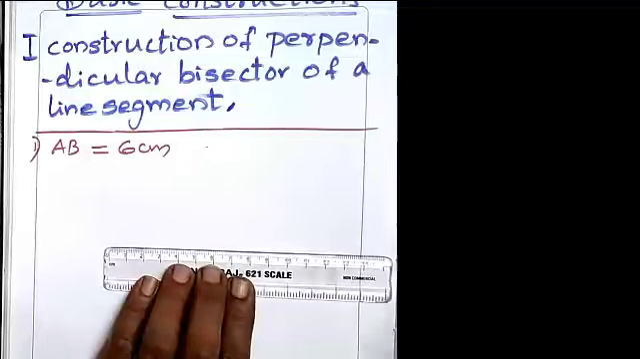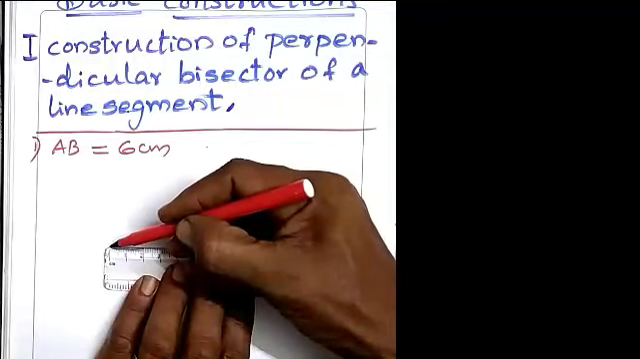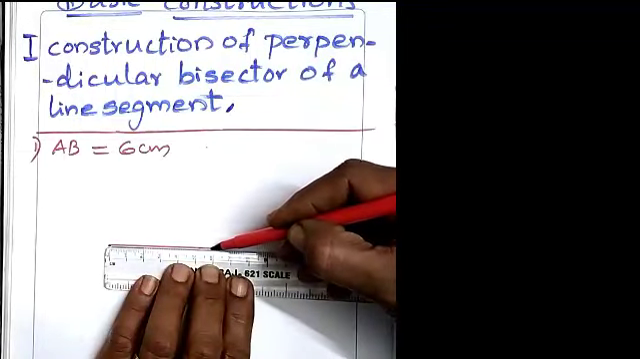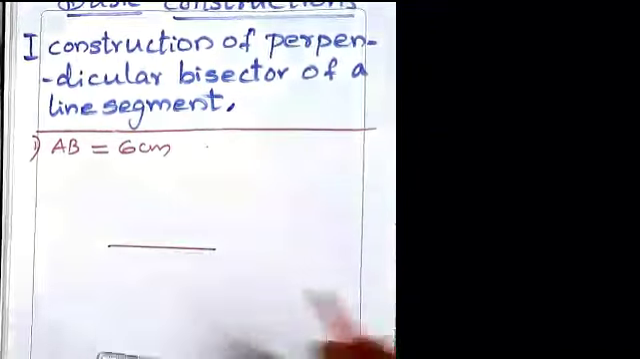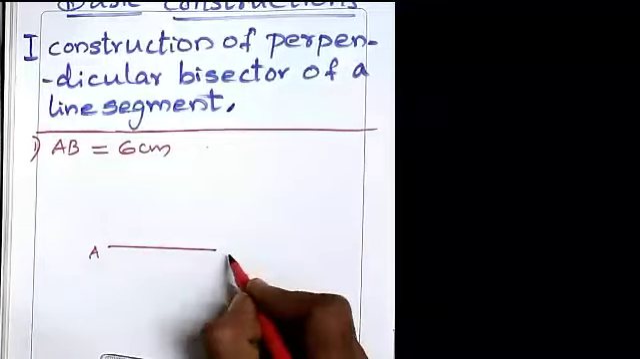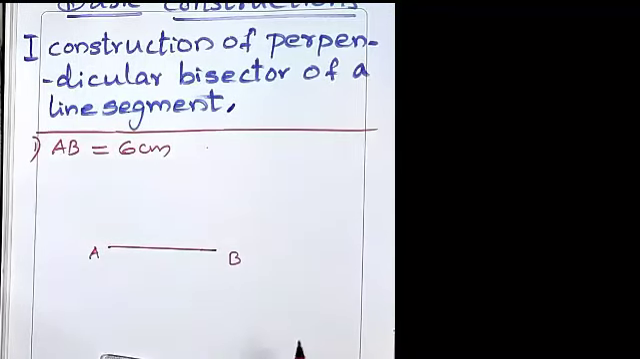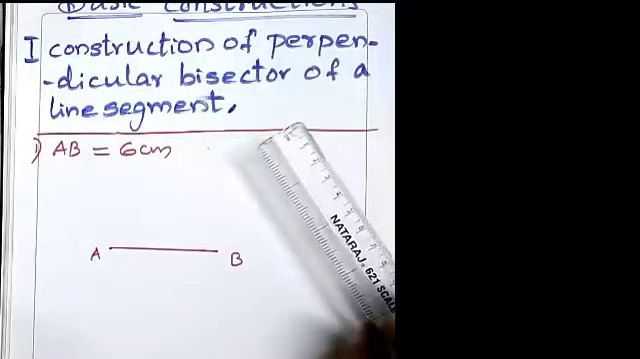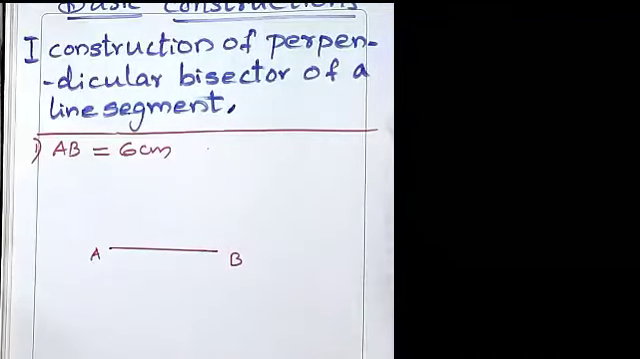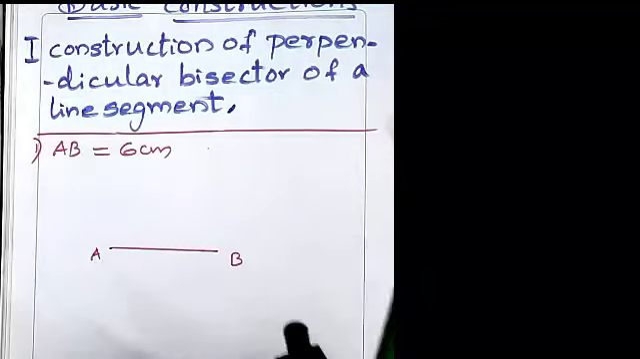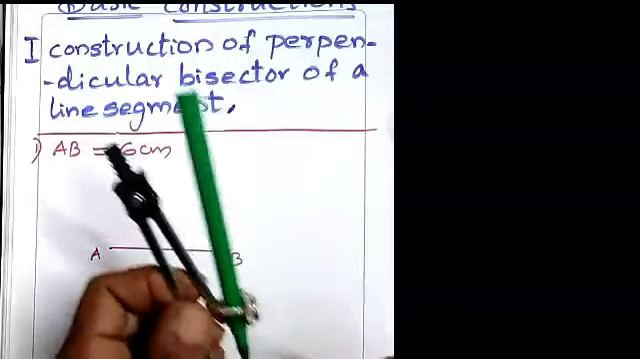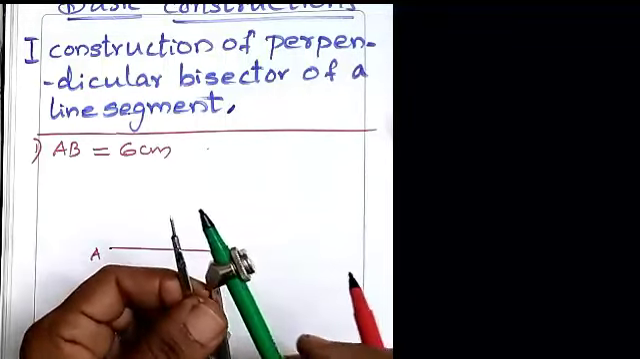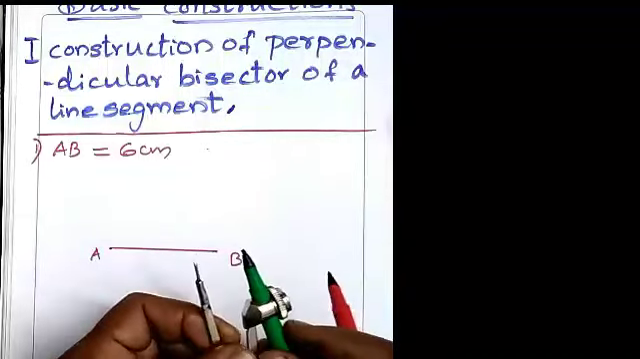Okay, so we are constructing. First step is what? Line segment AB with measure 6 centimeter. So this is point A and this is end point B. Now our next step is to take your compass. Use your compass, and fix the sharpened pencil very carefully and tighten it. Here I am using a sketch for the demonstration.